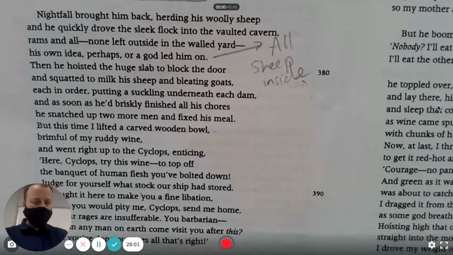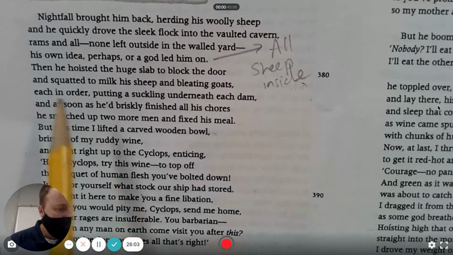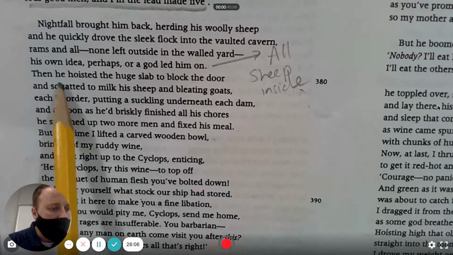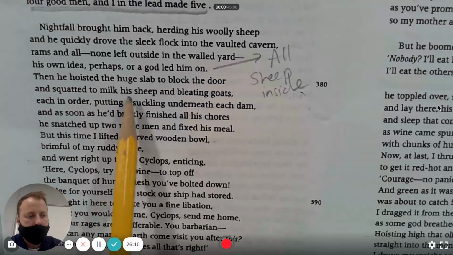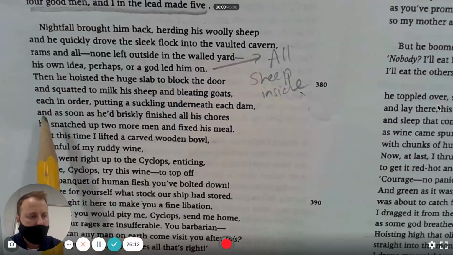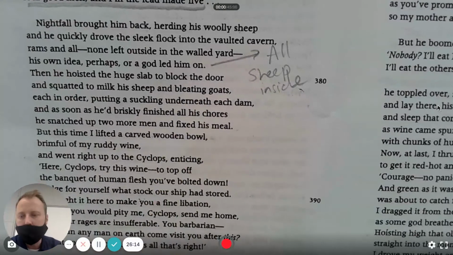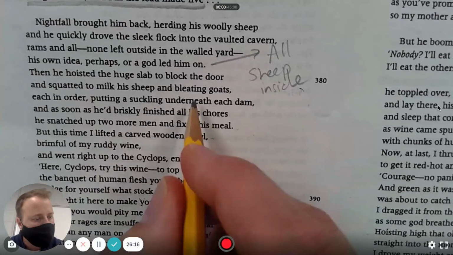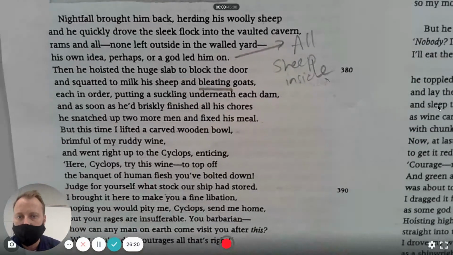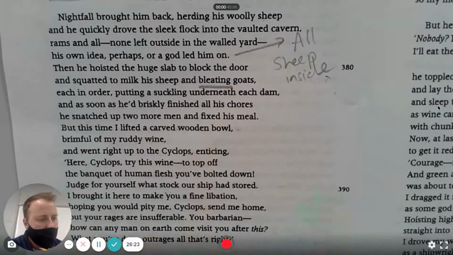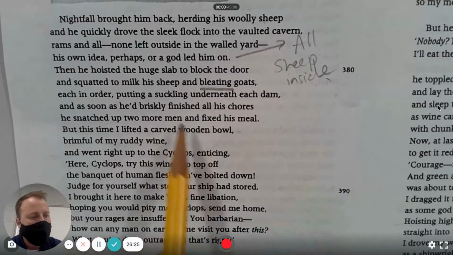Let's continue on here, slowing down a little bit. Then he hoisted the huge slab to block the door and squatted to milk his sheep and bleating goats. Bleating, not bleeding. Bleating means they're making the sound that a goat makes, like, bah. Each in order, putting a suckling underneath each dam.